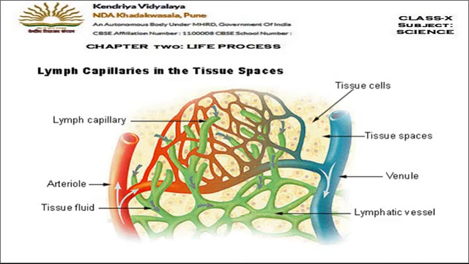Now you can see here again, this red color is the arteries, this blue color here is the veins, and in between you can see the capillaries here. Fine, for the exchange of the materials we have capillaries.